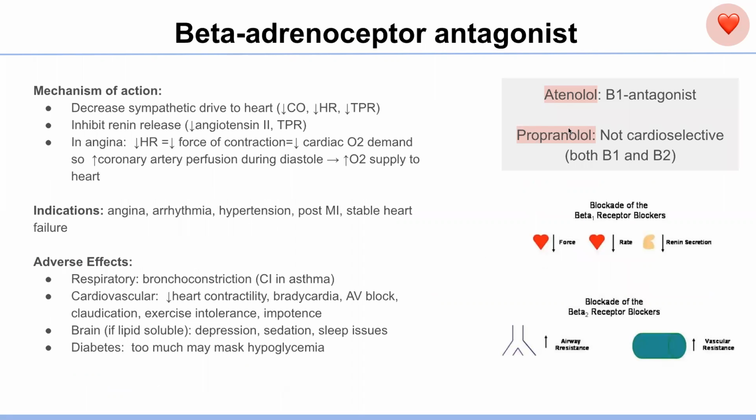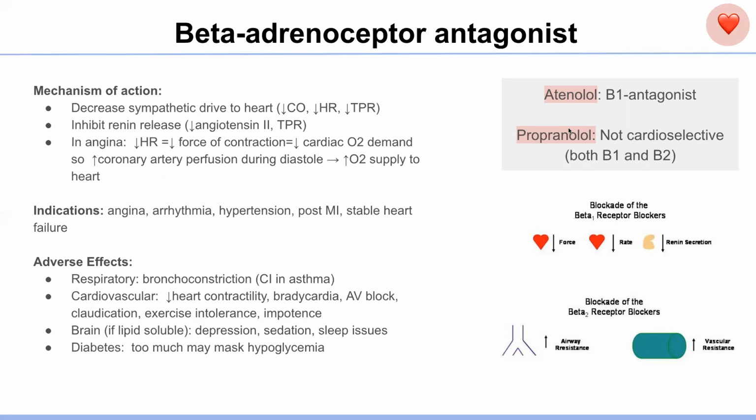Beta blockers we touched on earlier. So remember, sympathetic is our fight or flight system. Beta blockers block this, decreasing the sympathetic drive to the heart, so it reduces cardiac output, heart rate, and total peripheral resistance. In angina, the heart rate is decreased, so the force of contraction is decreased, so the heart requires less oxygen, and coronary arteries have more perfusion during diastole.